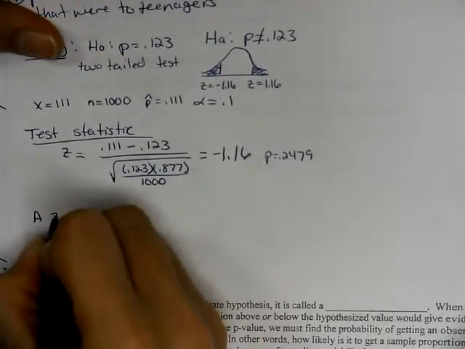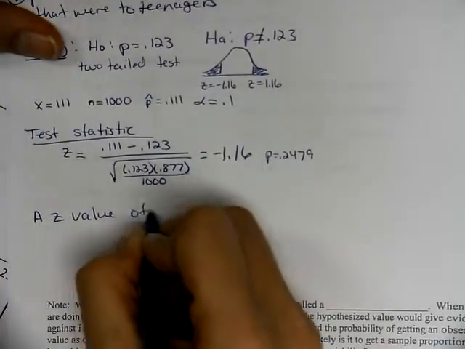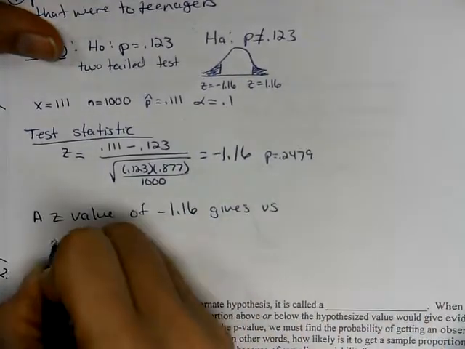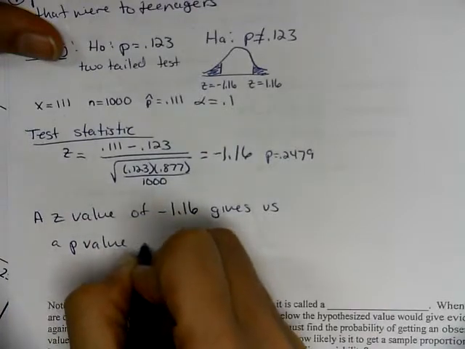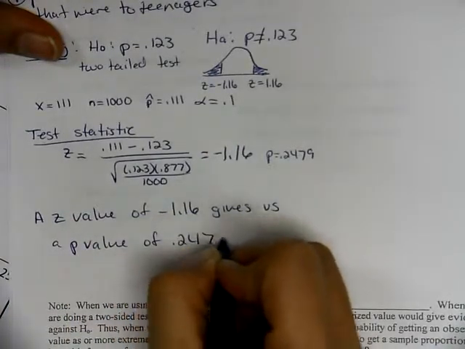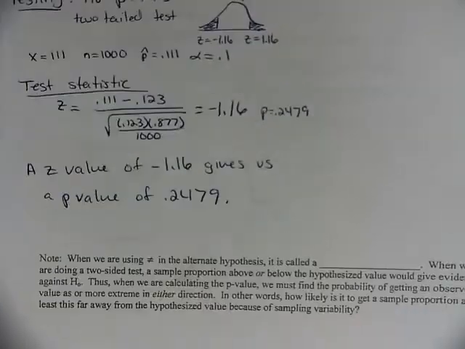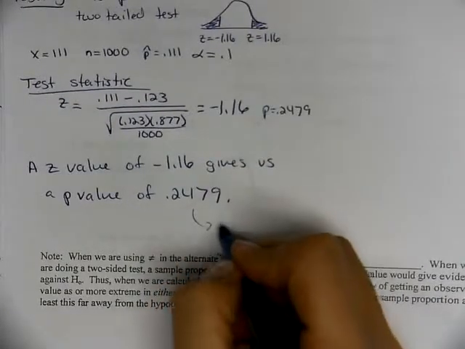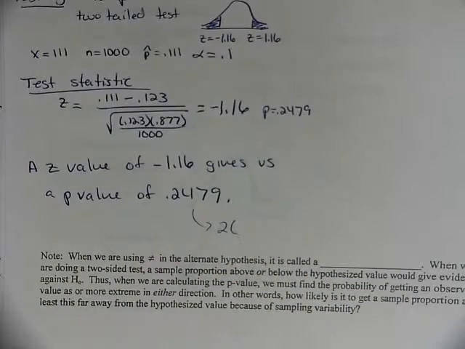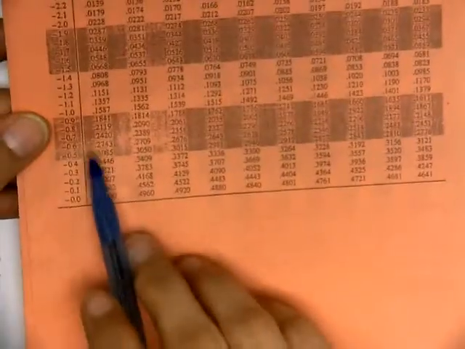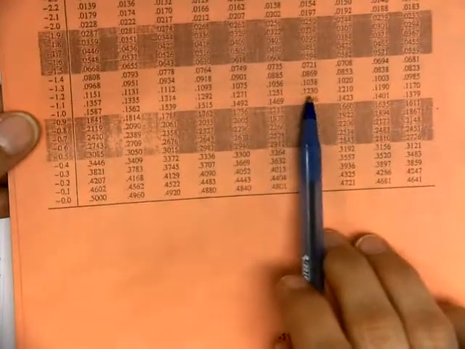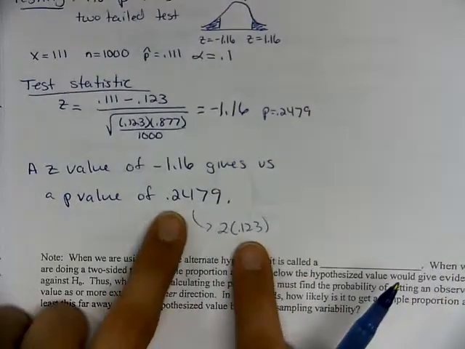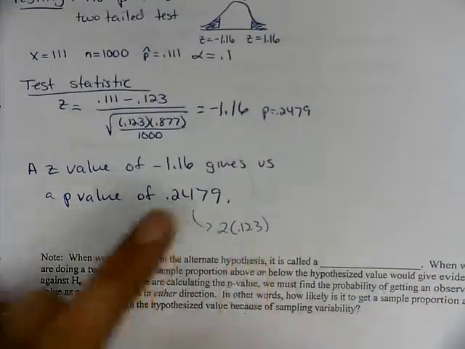So a z value of negative 1.16 gives us a p-value of 0.2479. So this is 2 times, if I looked up negative 1.16, 0.123. So it's 2 times whatever that is, because it's two-tailed.